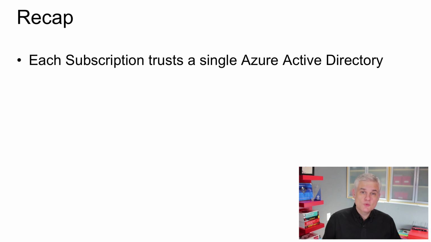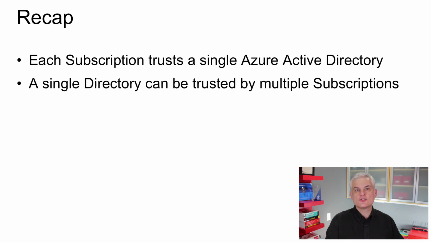So if you can't do something you think you need to do, you probably are not in the right role. So let's recap. We covered several key important ideas in this module. First of all, each subscription will only trust a single directory, an Azure Active Directory, for authentication and authorization to access the subscription services. A single directory could be trusted by potentially multiple subscriptions within the organization. So directories live outside of subscriptions. Deleting a subscription doesn't delete a directory.